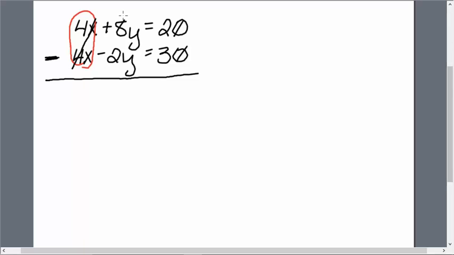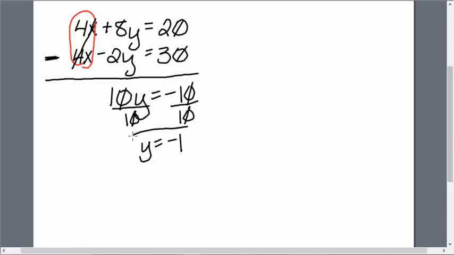That's what we want. I've got 8y minus negative 2y. So I've got minus and negative. That's the same as a plus. So this is the same as saying 8y plus 2y, which is 10y. And I have this equal to 20 minus 30, and that's negative 10. So I've got 10y equals negative 10. I want y by itself, so I'm going to divide both sides by 10. So I have y equals negative 1.